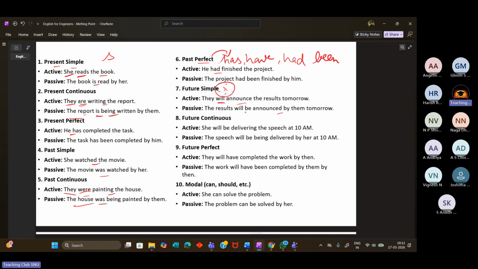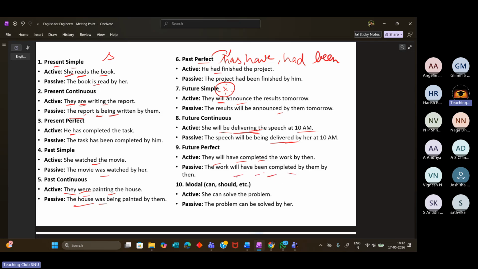So future continuous. It's the same with the future stuff. We convert the main verb into the past participle when it comes to future. She'll be delivering the speech at 10 a.m. becomes the speech will be being delivered by her at 10 a.m. And then future perfect, and then the same. They will have completed a work becomes the work will have been completed by them.